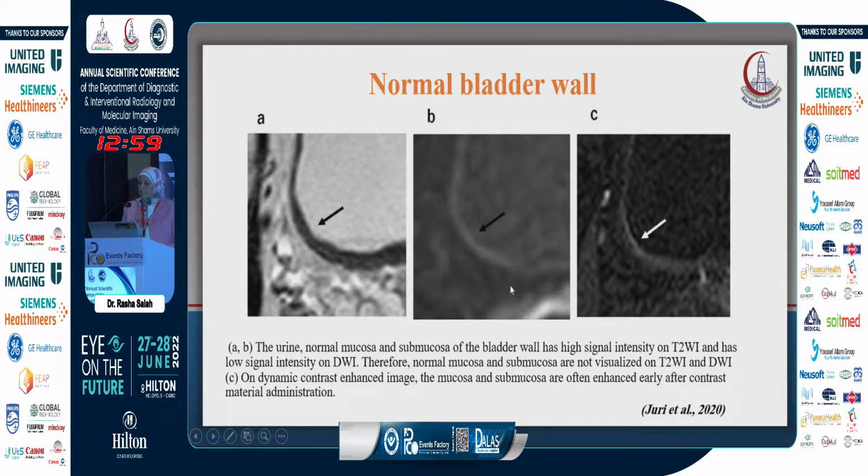On the diffusion weighted image, we see the muscle layer as an intermediate signal, but we can't see the mucosa or submucosa because they are dark, and they are merged with the dark signal of the urinary bladder on the diffusion. On the dynamic study, the urinary bladder wall normally enhance, where we can see the enhancement of the mucosa and the submucosa, but the muscle layer show delayed enhancement with no early enhancement. What we see in the early phases is just the mucosa and submucosa.